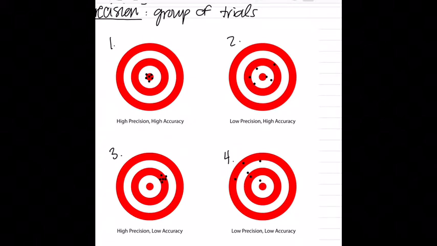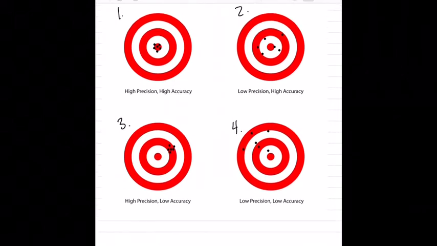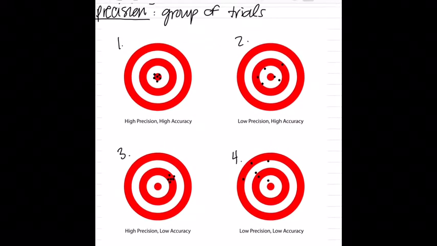Now on the second one, they're kind of grouped around the bullseye. Let's say that you were shooting at a target, and these are bullet holes. You were aiming for the bullseye, but you weren't consistent in your trials. Your trials were not grouped very well. So you have high accuracy because all of your bullet holes were close to the bullseye, but you have low precision because they're spaced out. Now on number 3, my grouping is great.